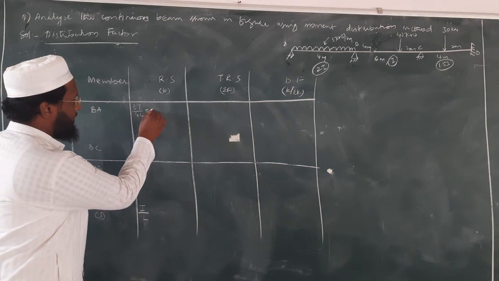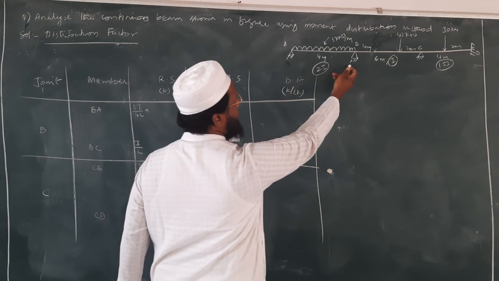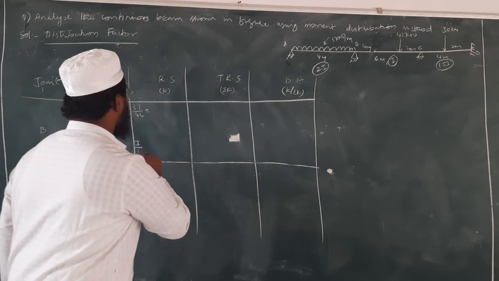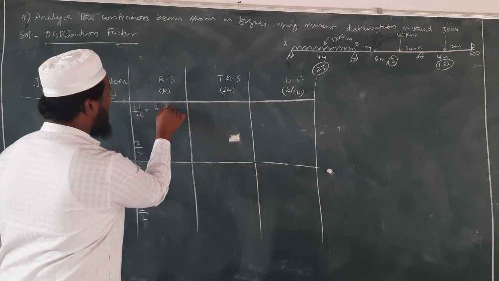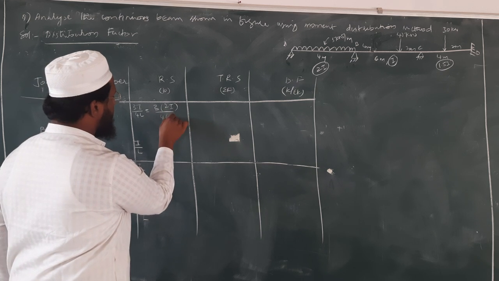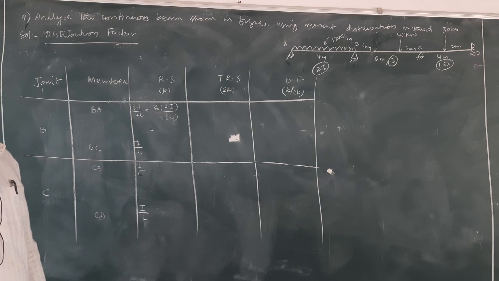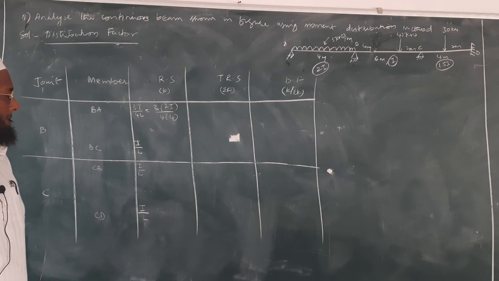So 3I by 4L for span BA. For span BA, I is how much? 2I. So 3 into 2I divided by 4. L is how much? 4. Tell me the value. 6 by 16. 6 divided by 16.